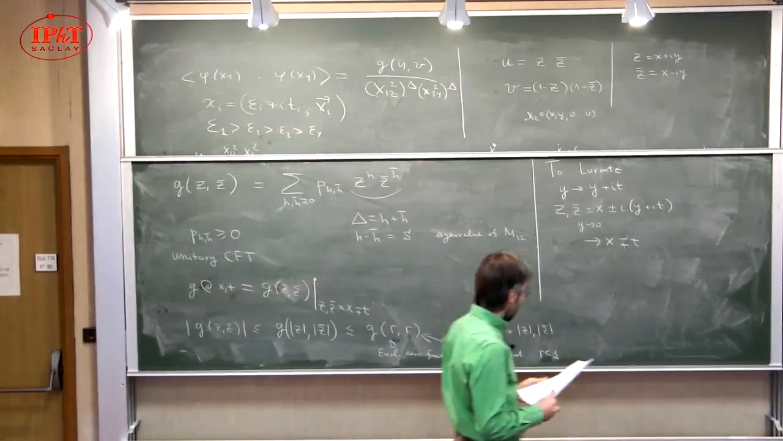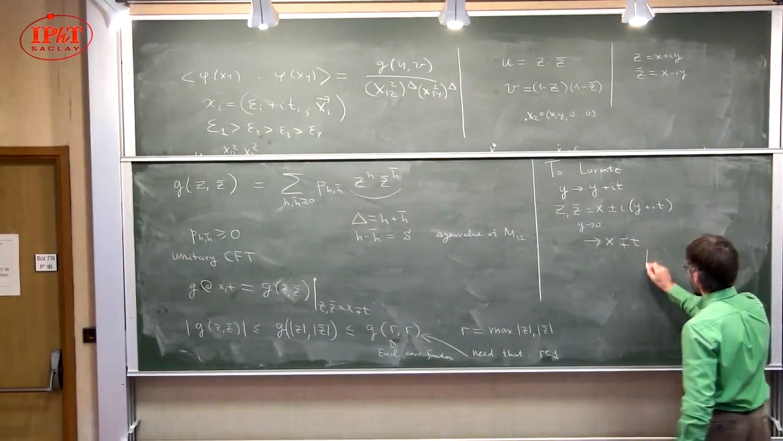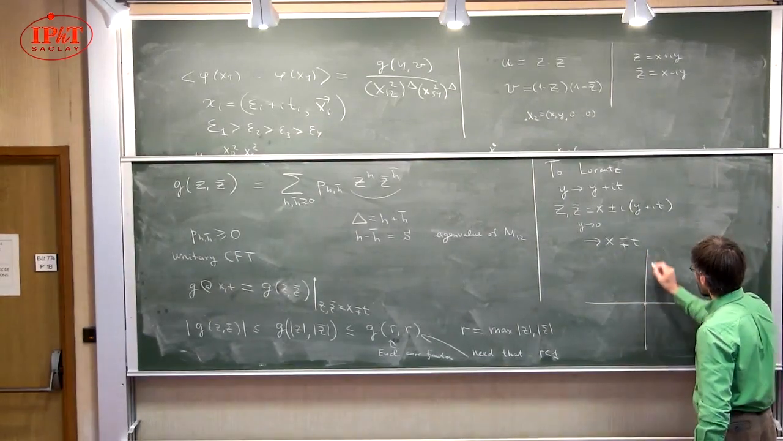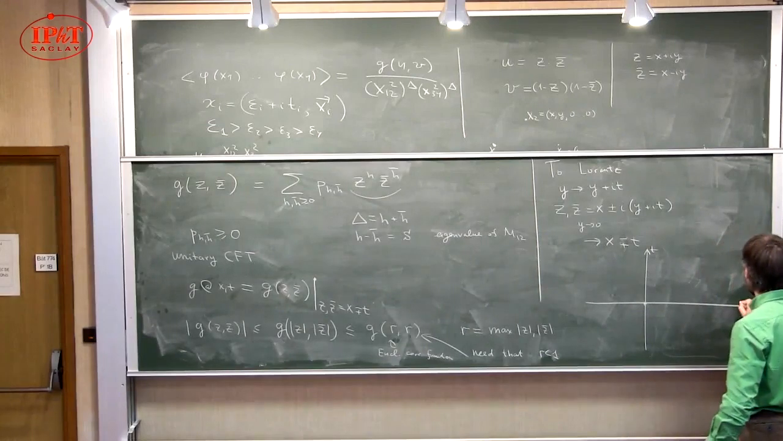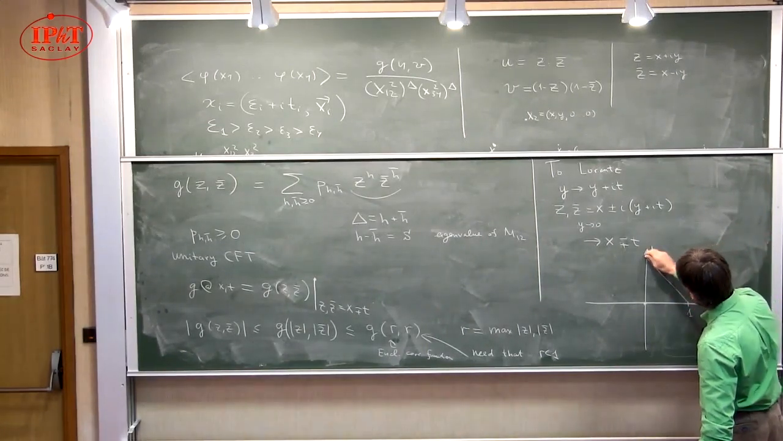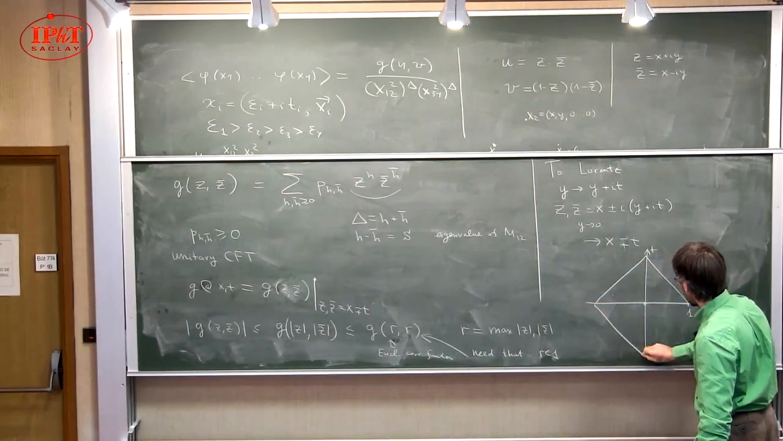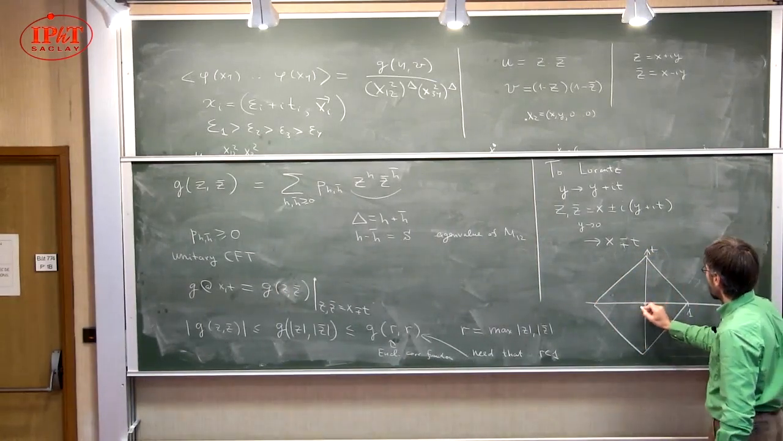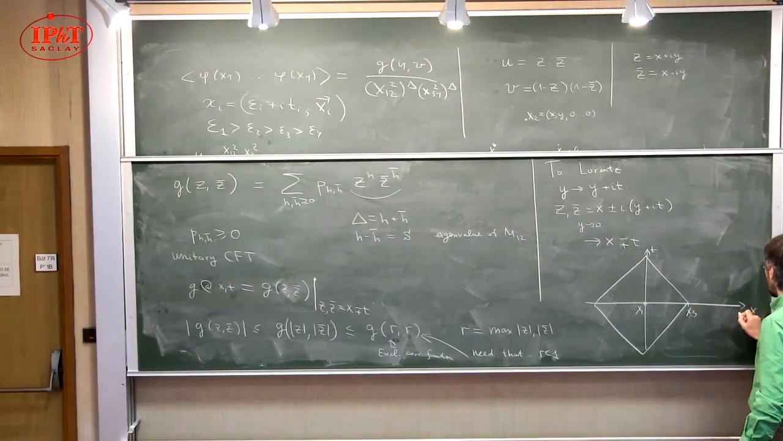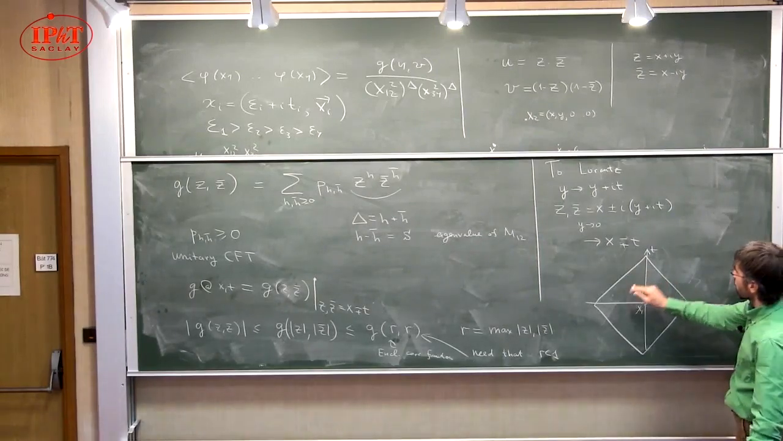So what is this region? This region is called the diamond. So I have T, I have X, and I continued my correlation function in the Minkowski region to this diamond.